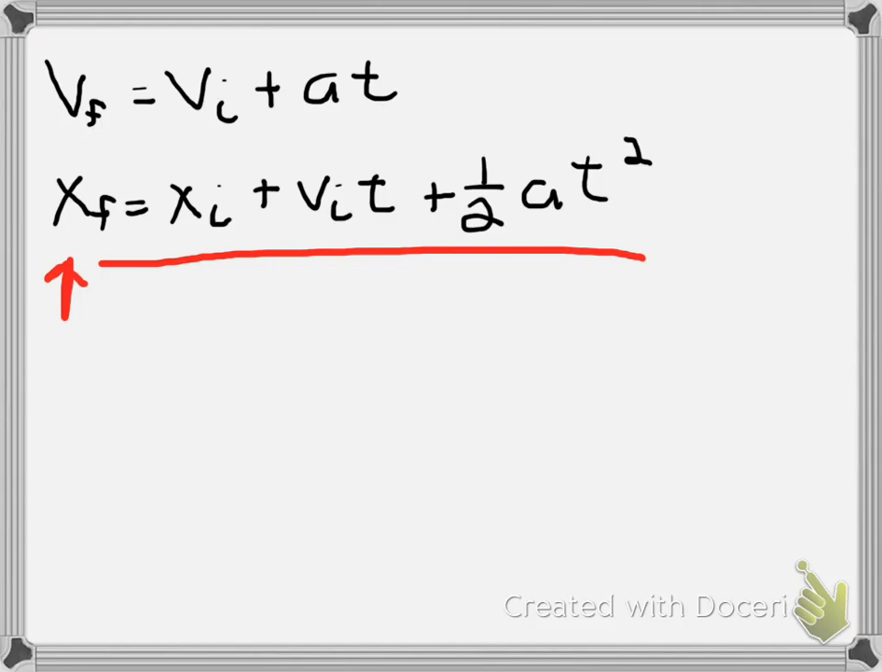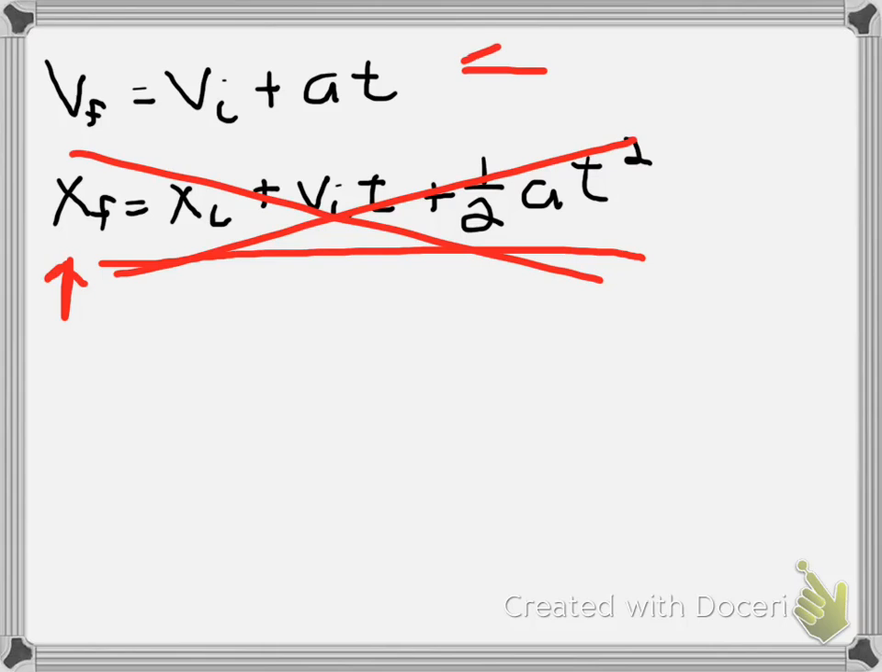The question, remember, asked us for the final velocity. So there's a bunch of stuff in this second equation that we just don't need. So I think right off the bat we can go ahead and say, nope, not using that one. So let's look at this equation here and see if it has everything we need.